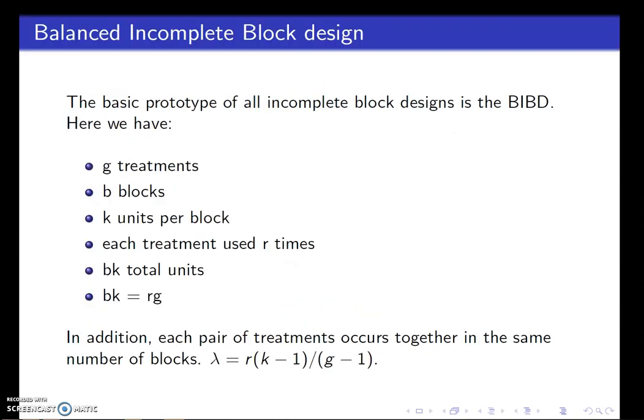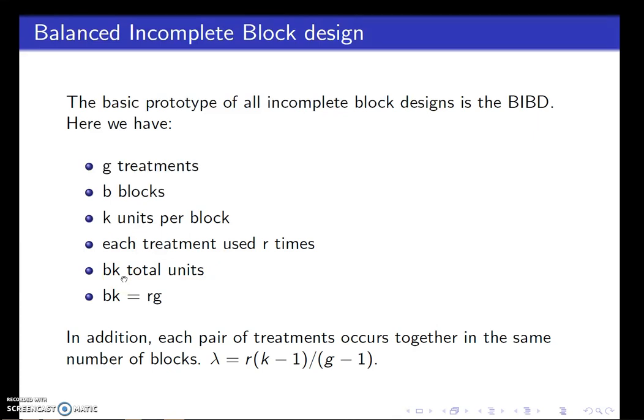So balanced incomplete block design. Here's the basic setup. We've got G treatments, but B blocks. And remember, B is presumably smaller than G. I'm sorry, K. K units per block. I messed up for a second there. K is smaller than G. B is the number of blocks, not the number of units per block. Each treatment is going to be replicated R times. So there's going to be B times K total units.